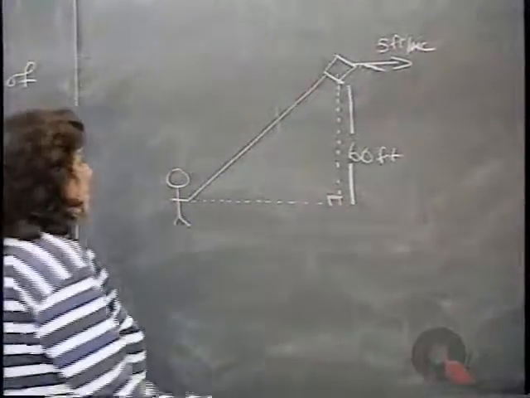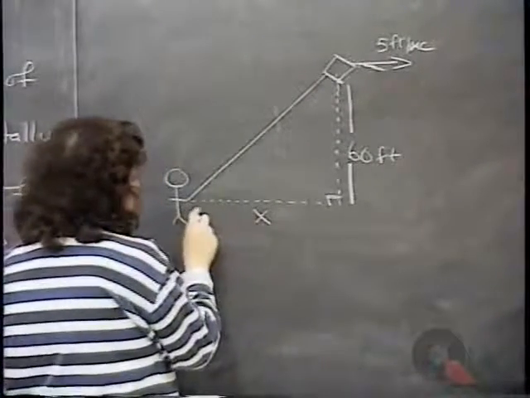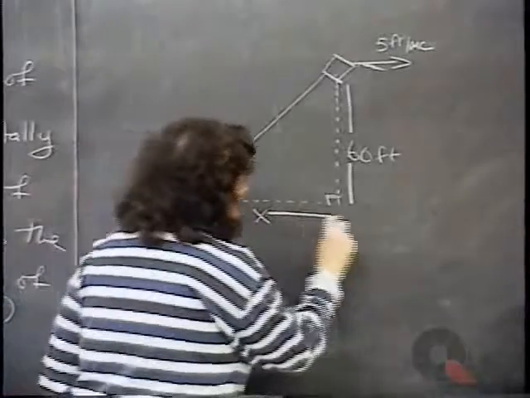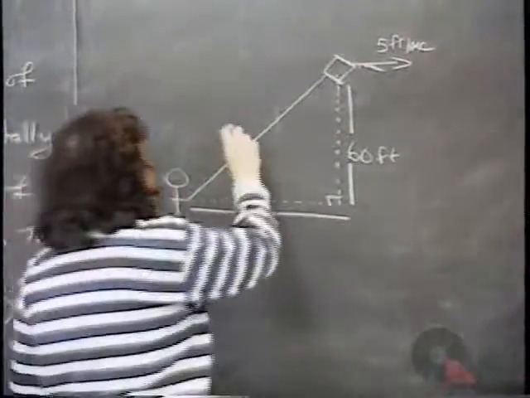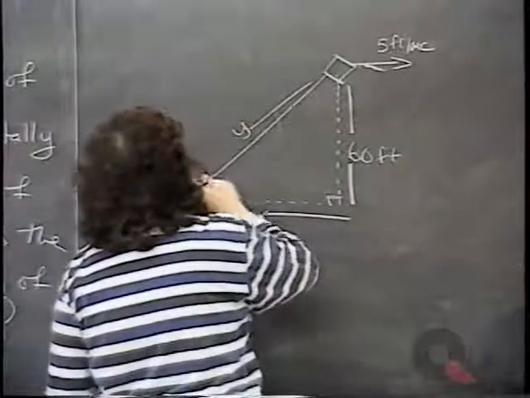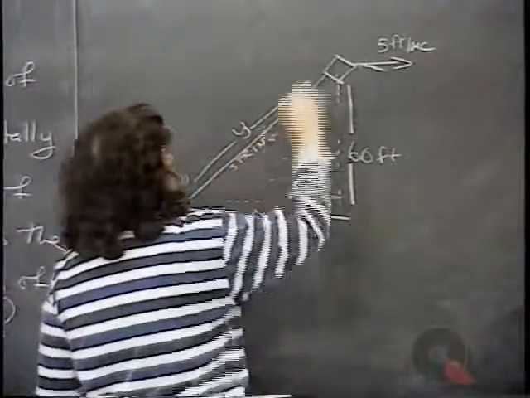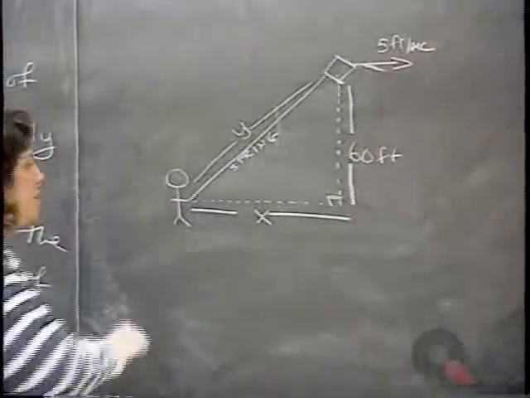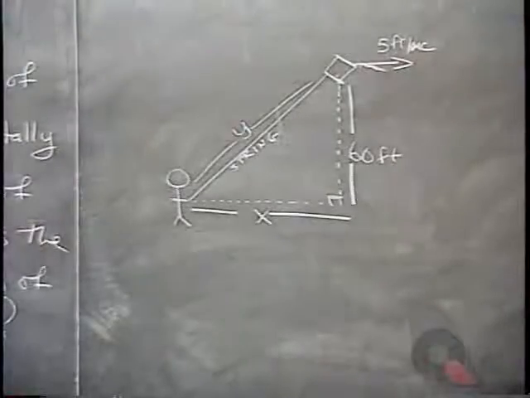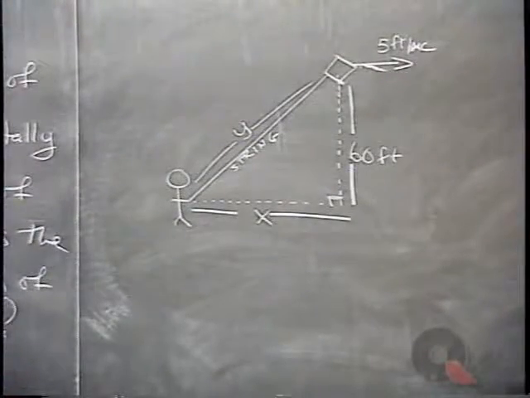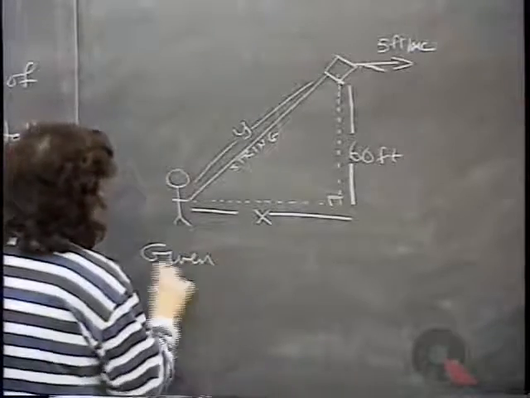And we have two variables here. We have x, the distance between the boy and an imaginary point directly underneath the kite, and y, the amount of string that's being let out. This is the string connecting the boy to the kite. And as I said, this string is taut. Okay? Now, let's see what we're given and what we want to find.